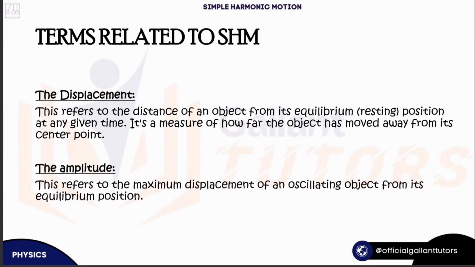Now, what are the terms you have to know to understand simple harmonic motion appropriately? The first is displacement. I've said displacement several times. This refers to the distance of an object from its equilibrium position.